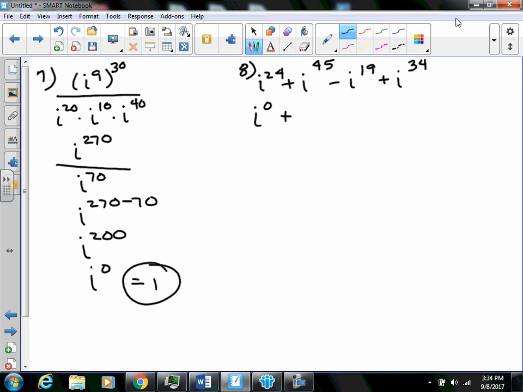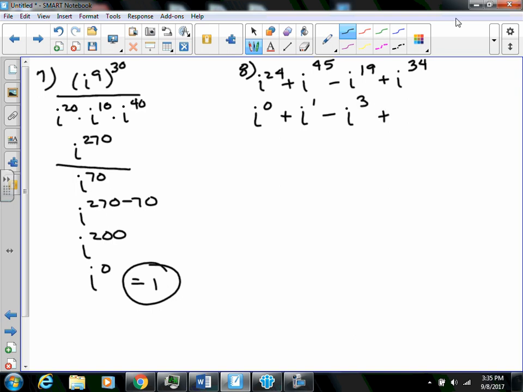Plus, how many times does 4 go into 45? Well, it goes 11 times and it leaves a remainder of 1. So i to the 45th is equivalent to i to the first power. Minus, how many times does 4 go into this 19? Well, 4 goes into 19 4 times. That would be 16, and that would leave a remainder of 3. So i to the 19th power is equivalent to i to the third power.